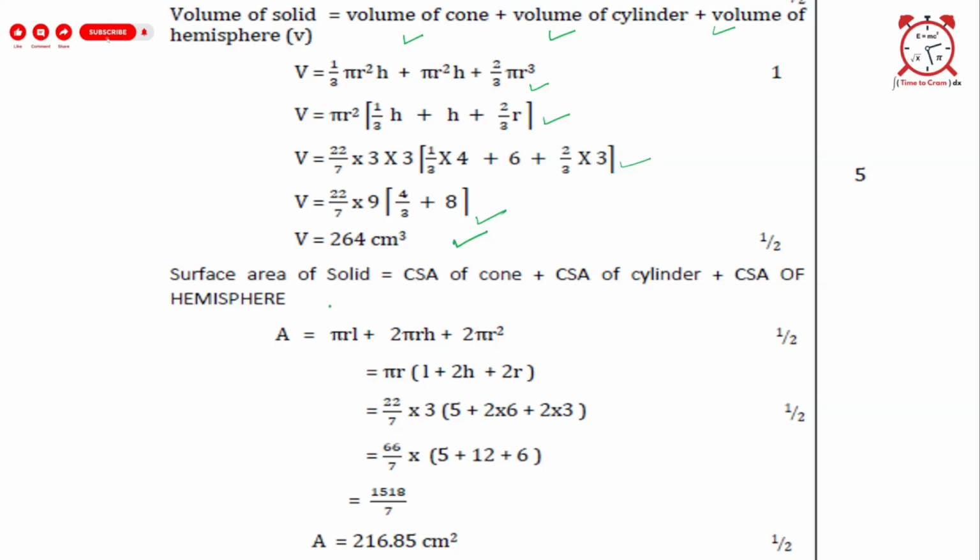Now the surface area of the solid: CSA of cone, CSA of cylinder and CSA of hemisphere. With their respective formulas, values and simplification, we get the answer as 1518 divided by 7. Here, if you keep the answer like this, 7 will give a non-terminating recurring decimal, so if you are converting to decimal, write the proper answer in decimal format: 216.85 centimeter square is the area of the given solid.